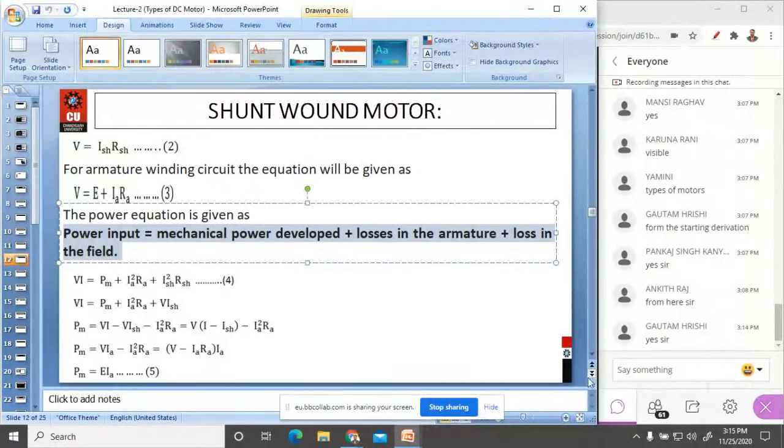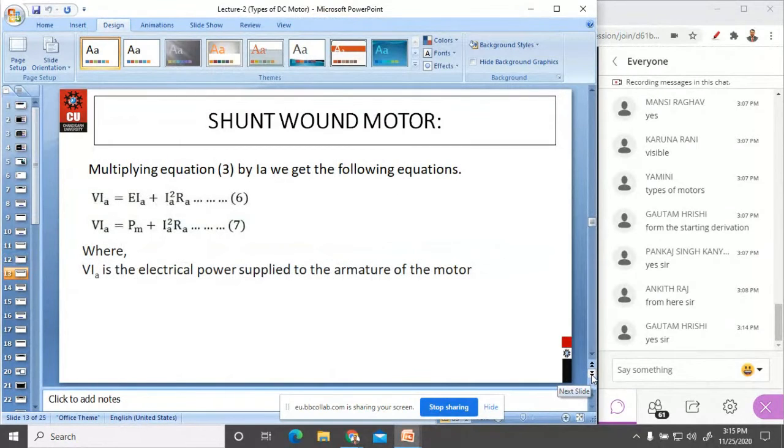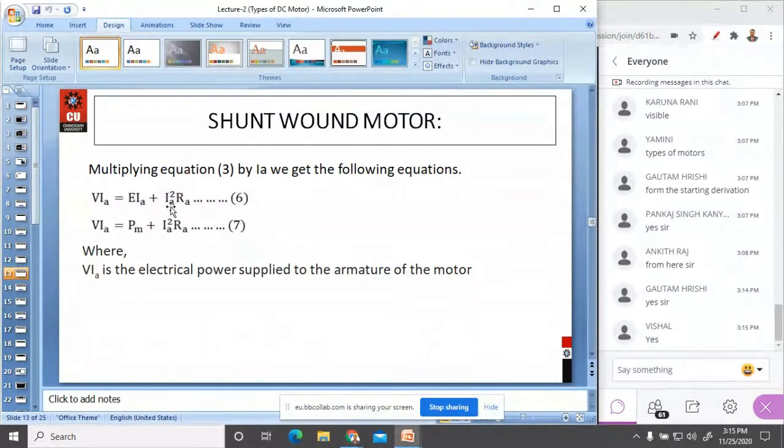Okay. So now, what is the shunt motor's final equation? This final equation for your voltage and current is equal to this. Okay, so how have you calculated the sum of all the EMFs and the sum of all the voltages. Okay.